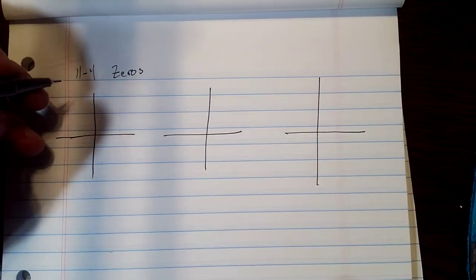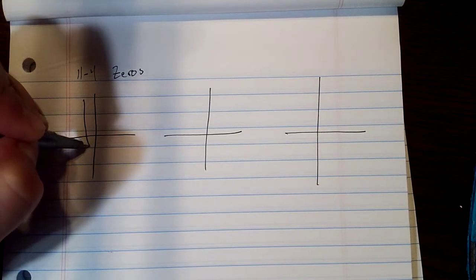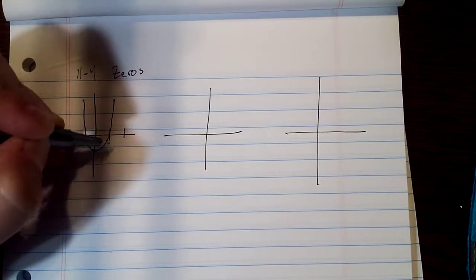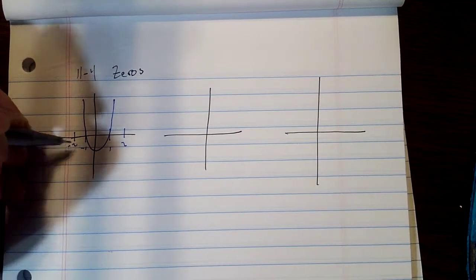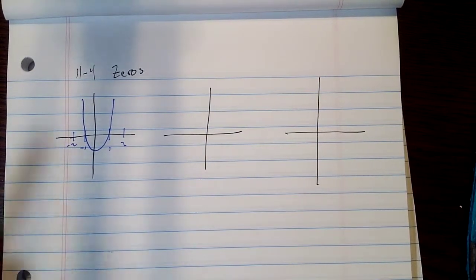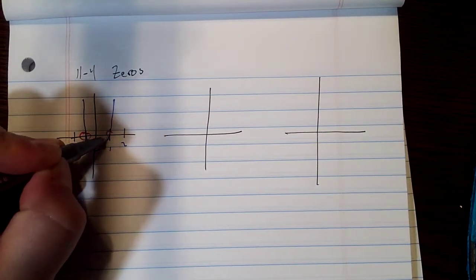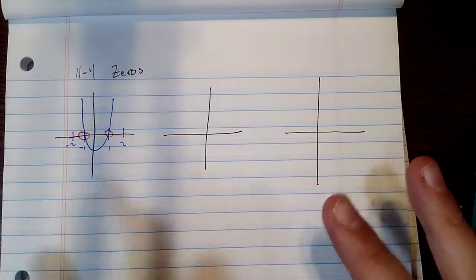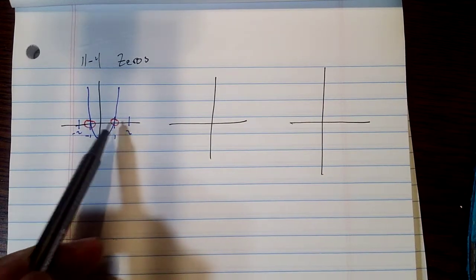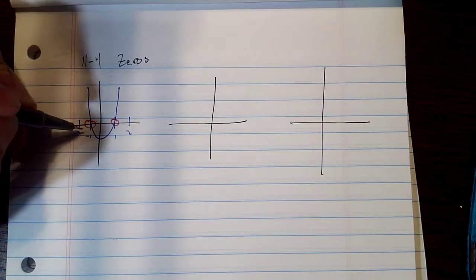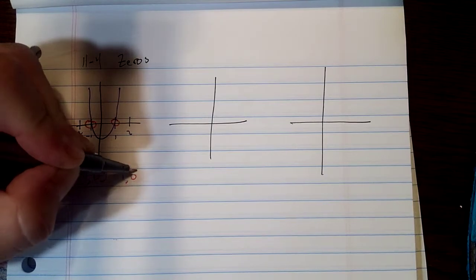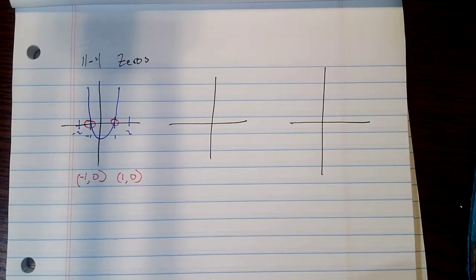So this graph, the first one, looks like this. This is 1, 2, negative 1, negative 2. So this graph has 2 zeros because it crosses the x-axis 2 times. The values of the zeros are these 2 numbers right there. That's all they want. So it has a 0 at negative 1, 0, and 1, 0. That's all it's asking.